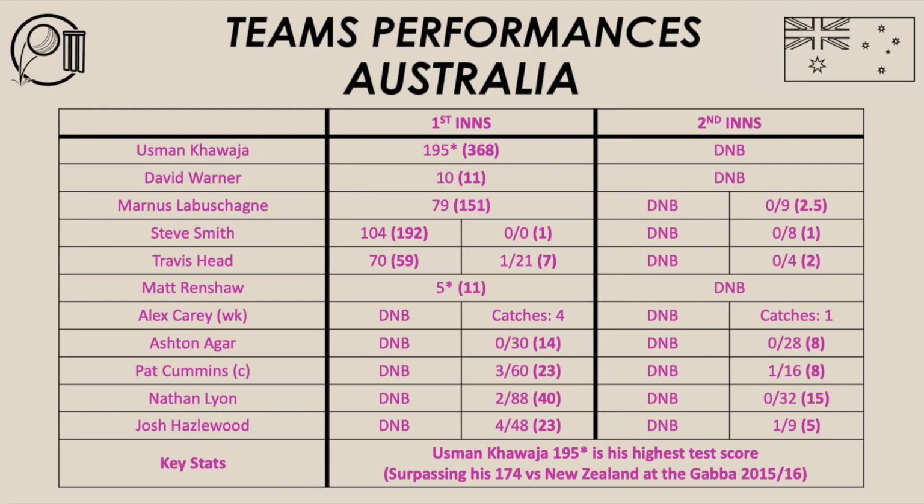Let's have a look at both teams' performances in this third test at the SCG with both bat and ball. We'll start with Australia and their batters. Khawaja 195 not out, Warner 10, Labuschagne 79, Smith 104, Head 70, and Renshaw 5 not out. That's how the Australian batters went about things in this third and final test of the series against South Africa at the SCG.